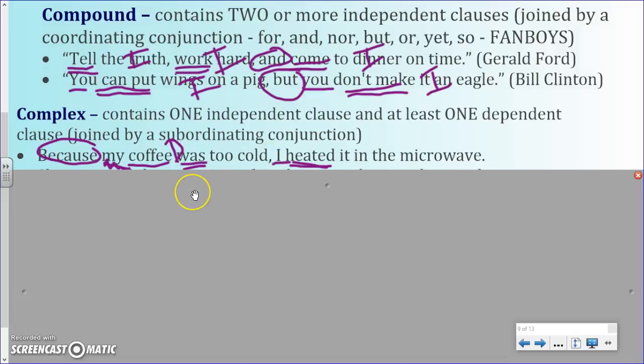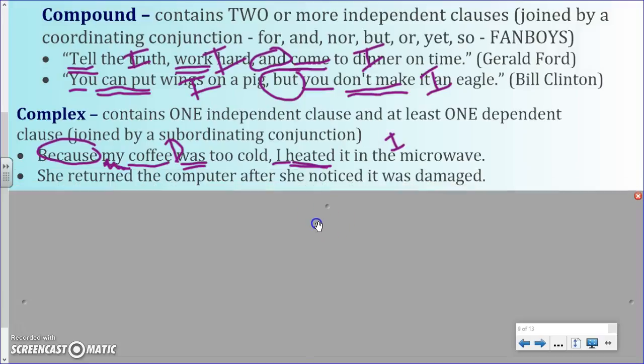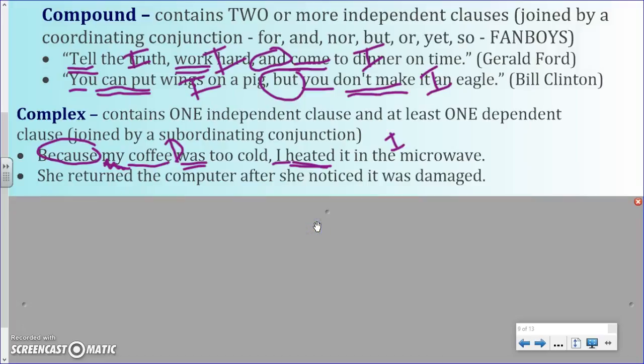And again, getting used to labeling these. I heated it in the microwave can stand on its own, so that makes it independent. So we got one dependent, one independent. It fits the formula for complex. This is where math can come in. You have formulas, it works. Okay? The next one, she returned the computer after she noticed it was damaged.